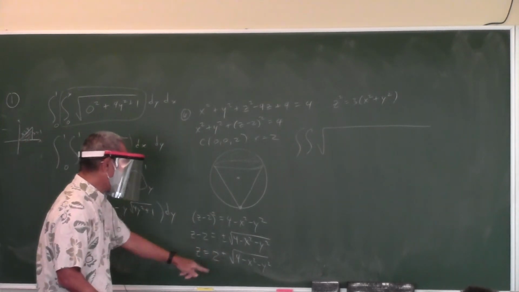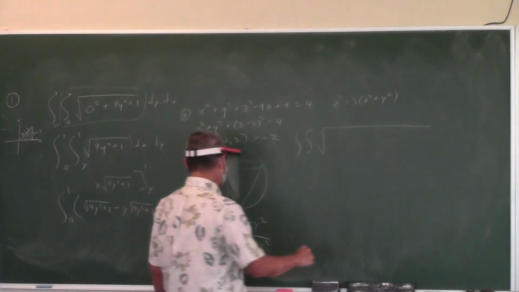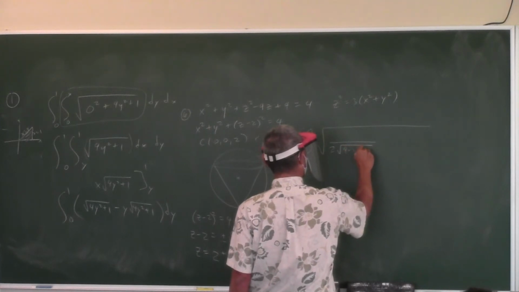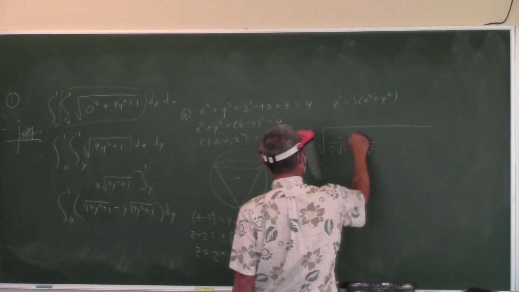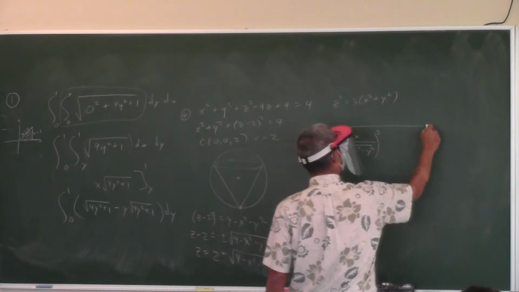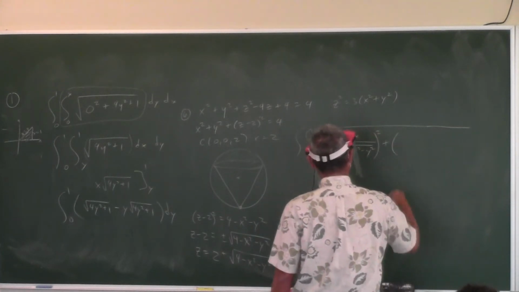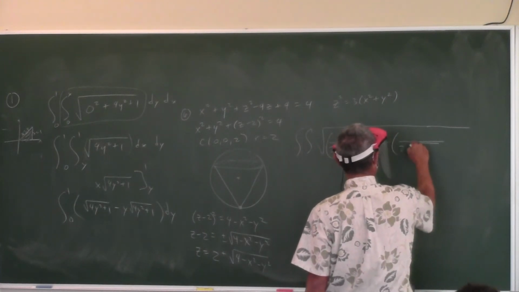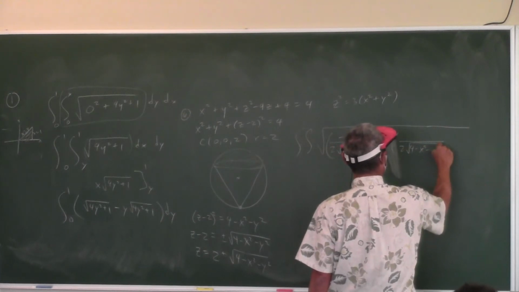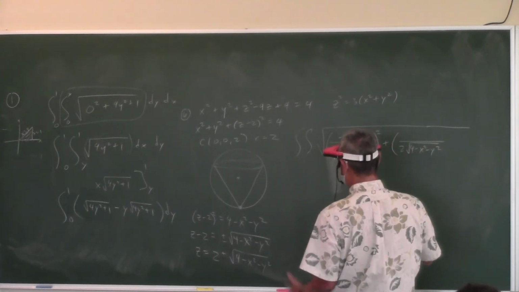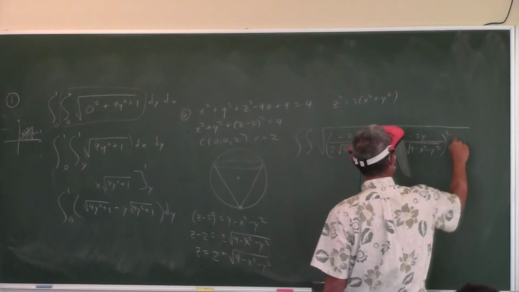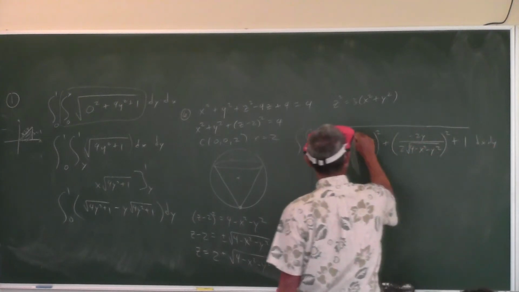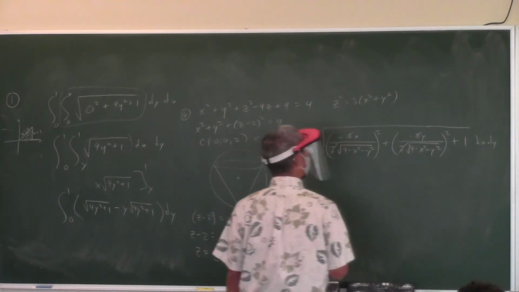So what is the partial of that with respect to x? 1 over 2 root box times the derivative of box, negative 2x, right? And then the partial with respect to y, 1 over 2 root box times the derivative of box, negative 2y. Squared, plus 1. Okay, and then dx dy. These cancel out, those cancel out.